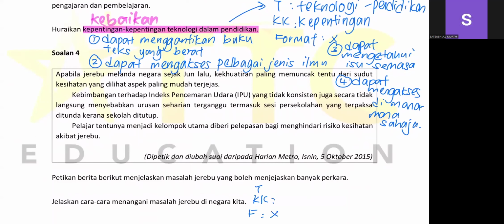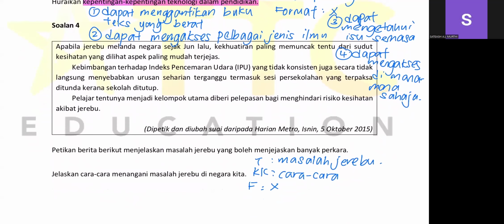Yes, correct. What is the keyword? Cara-cara, yes, correct. Okay, how about the topic? Masalah jerebu, yes, correct. Okay, this one, I won't discuss with you already because cara-cara menangani masalah jerebu very easy. Maybe you can like berkongsi kereta, menaiki kenderaan awam using a public transport. Okay, now let's go for question page 12.